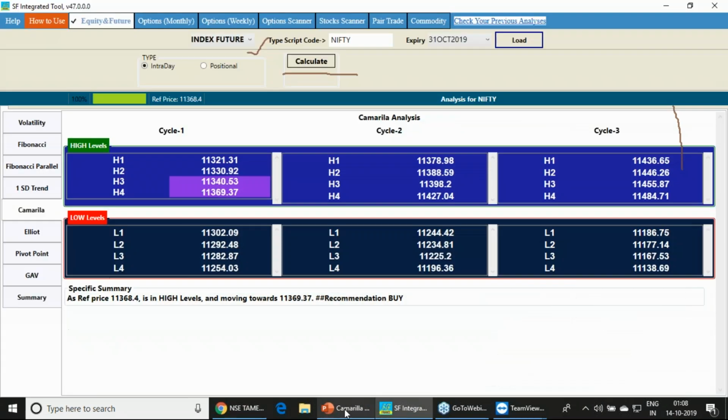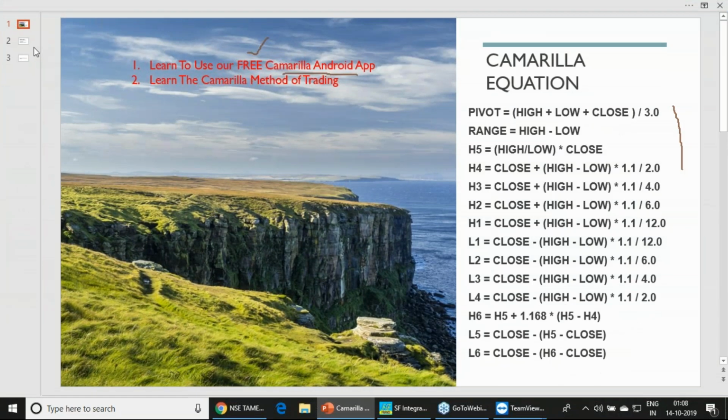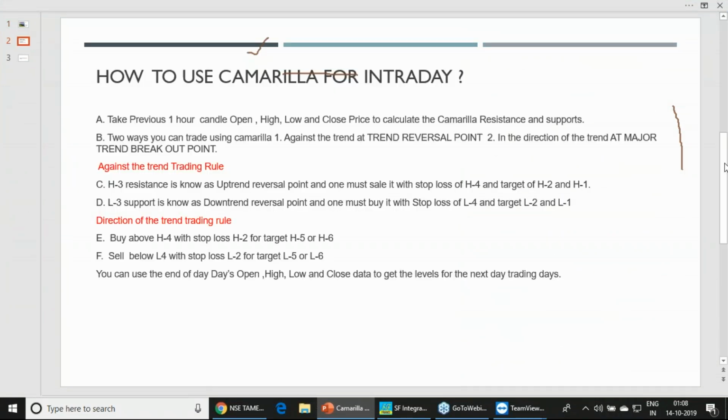For initiating the trade, there is a very good process in the Camarilla. Before going into the calculation part of Camarilla, what are the inputs we require? We require the open, high, low and closing price. So these four inputs we require, and we can utilize it for intraday trend forecast. Also, you can utilize it for the end of day trend forecast.